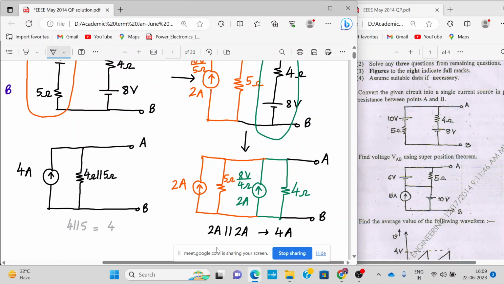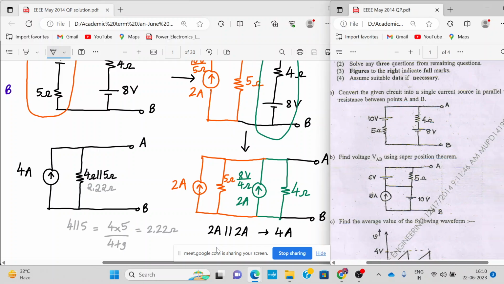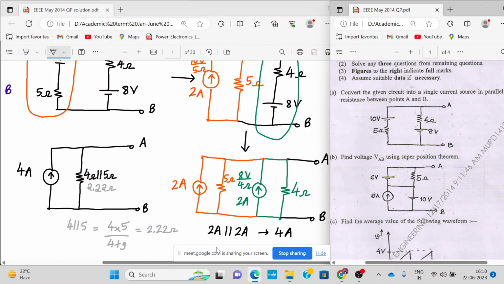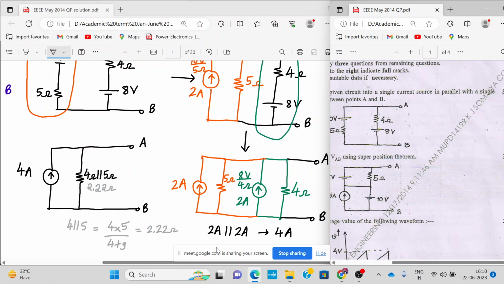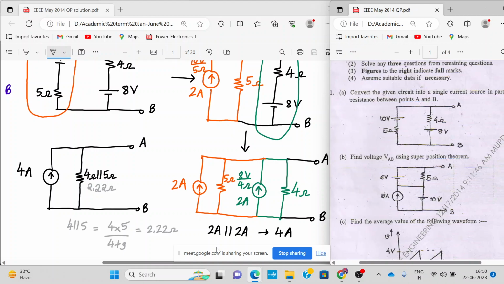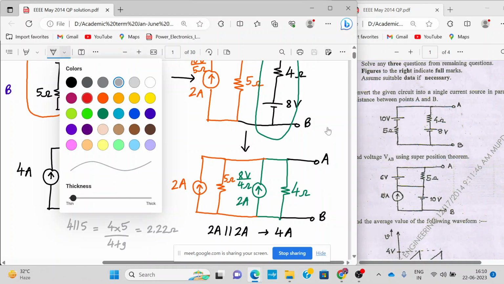Just in case if anyone has forgotten, this is the way we do it, and it's 2.22. So finally here we can write it 2.22 ohm. And I think that is what they want. That is what they were asking. Convert the given circuit into a single current source in parallel with a single resistance between point A and B. So this is your answer.